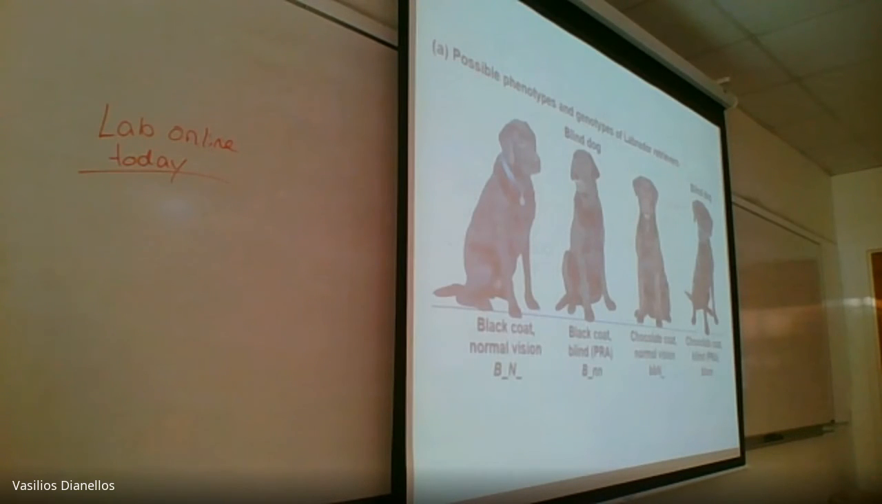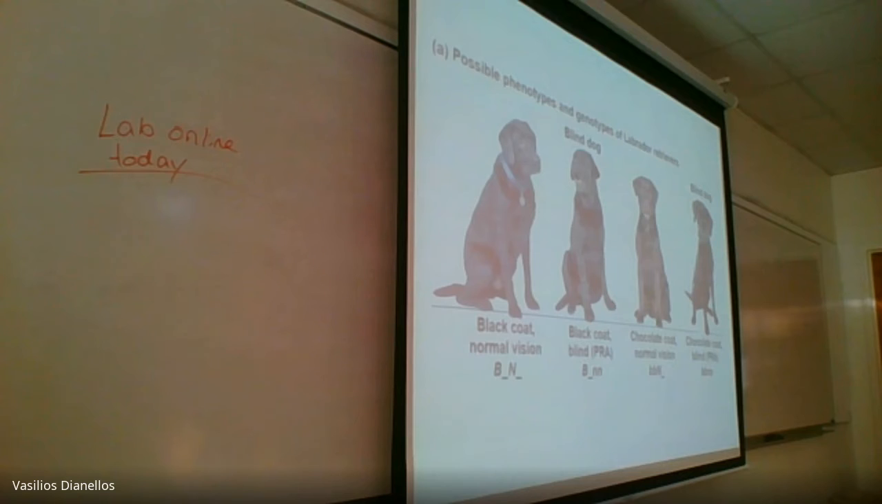So being black is dominant, being brown is recessive. Being able to see is dominant, being blind is recessive. However, these things have nothing to do with each other. So because of that, the alleles travel separately. They don't influence each other. So here we go. In this example, and this is just an example, there'll be no questions about Labrador retrievers on the exam. But here we have a black dog that can see.